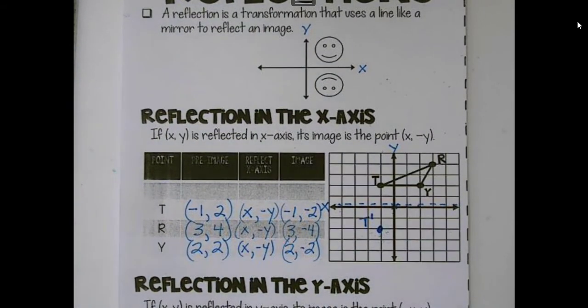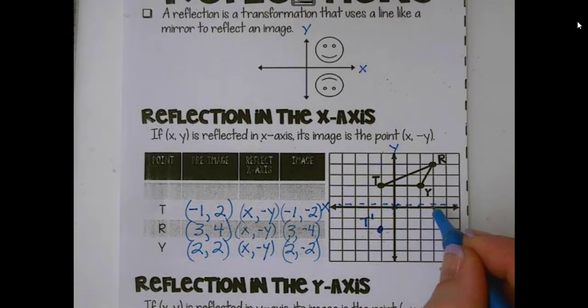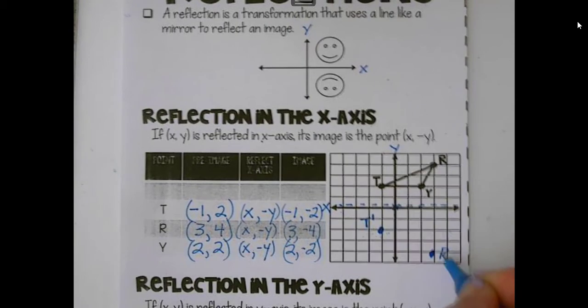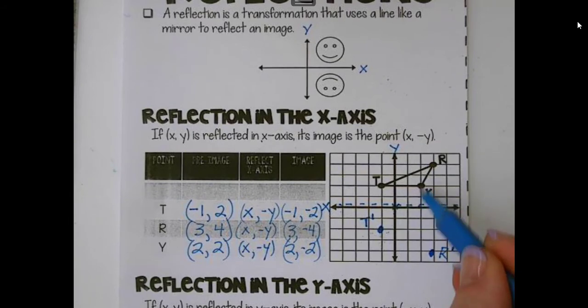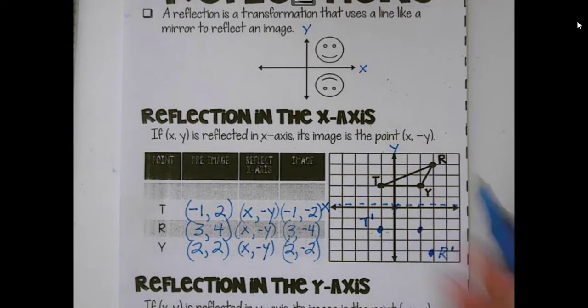For our R, 1, 2, 3, we're still at 3. We're just going the opposite direction. So instead of going up to R, we're going down 4. 1, 2, 3, 4. And that's going to be R prime. And then the Y, do you see how it's 2 away from the x-axis? Well, it's just going to be the opposite. So you can see that the ordered pair is 2, but then it's -2. And that's going to be Y prime.